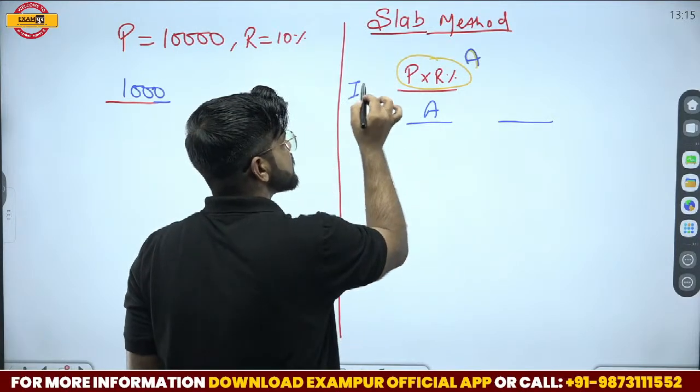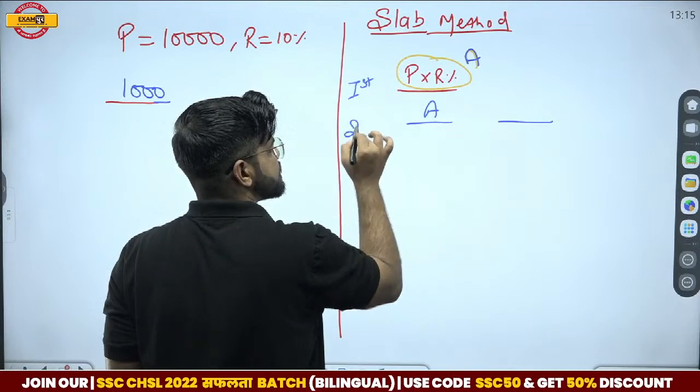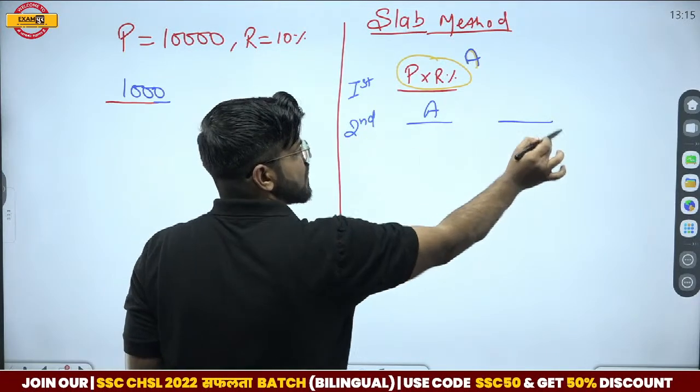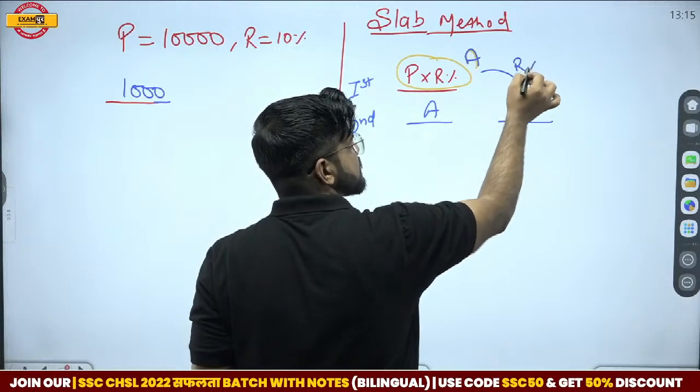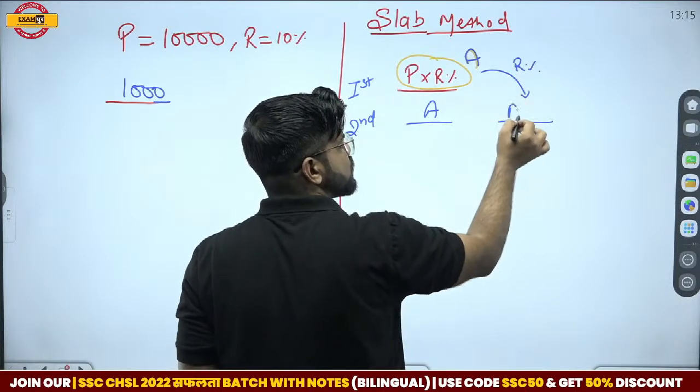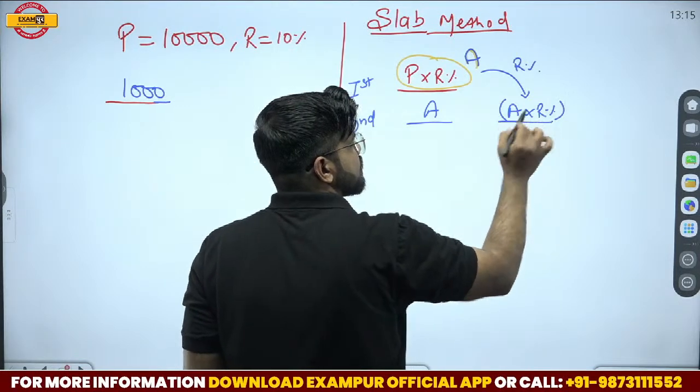So this is for the first year. First year, 1 slab, nothing else. Second year, 2 slabs. Now here what do I write? Here I write R% of this. R% of A. Okay. Can we write it?